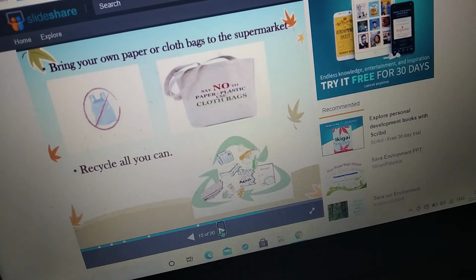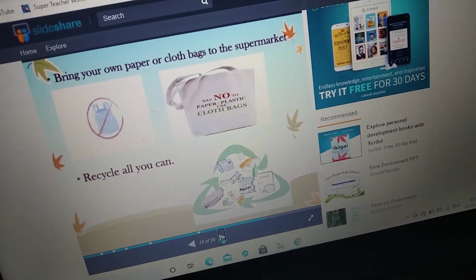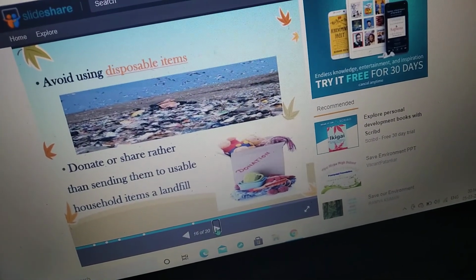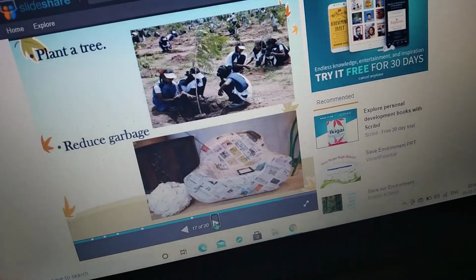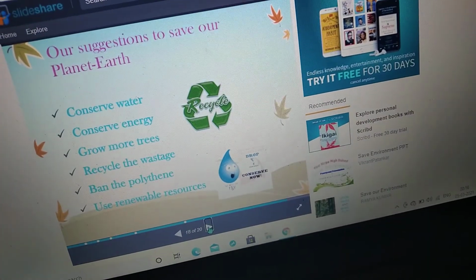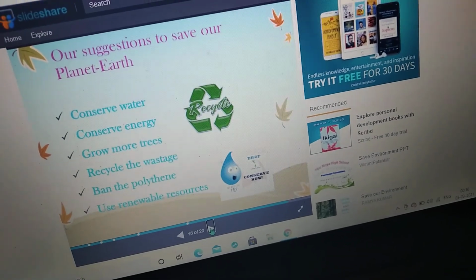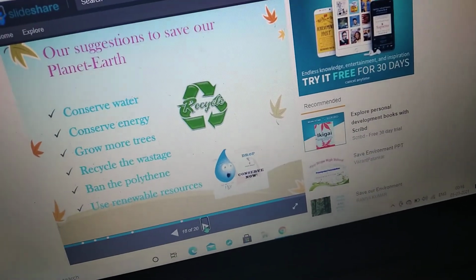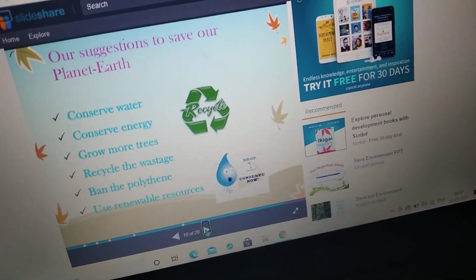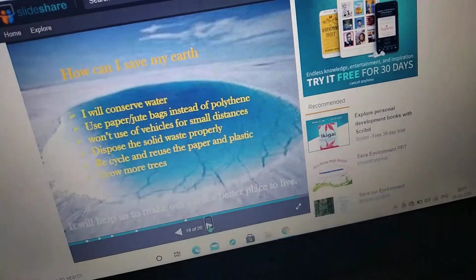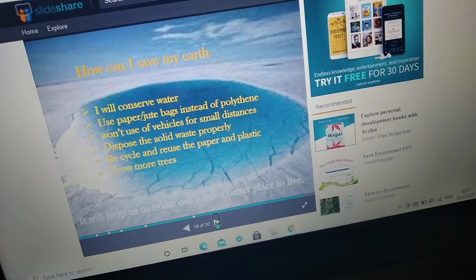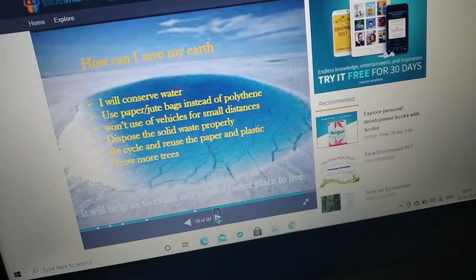Bring your own paper or cloth bags to the supermarket and recycle all you can. Avoid using disposable items. Okay, and you need to plant a tree, not cut the trees. Reduce garbage. These are some suggestions to save our planet. Conserve water, conserve energy, grow more trees, recycle the wastage, ban the polythene covers, use renewable resources. Understood?